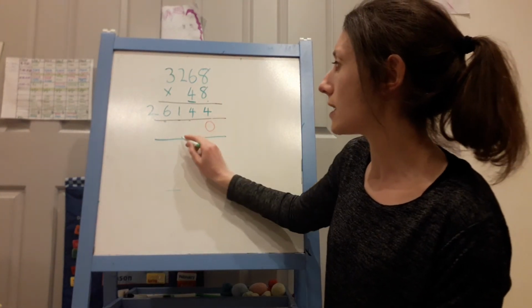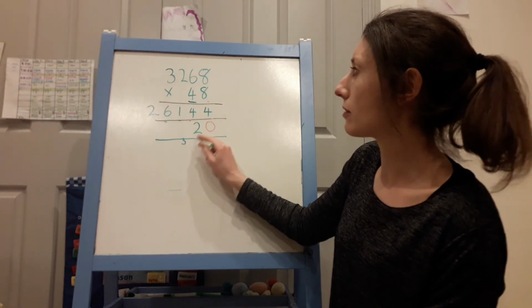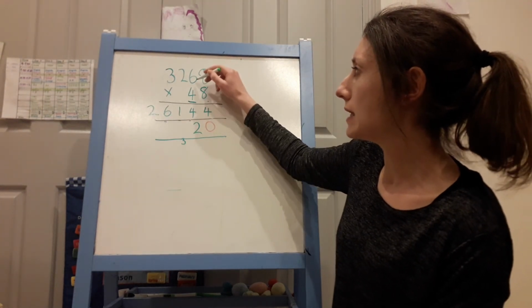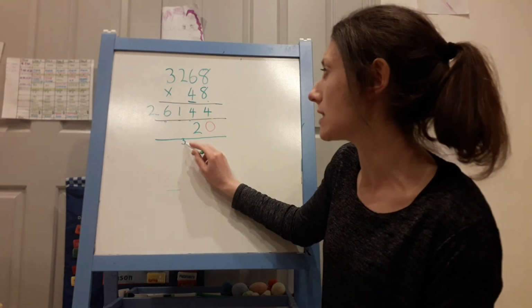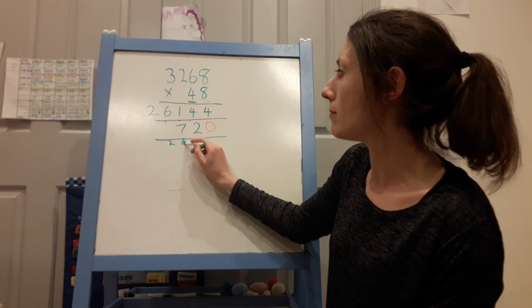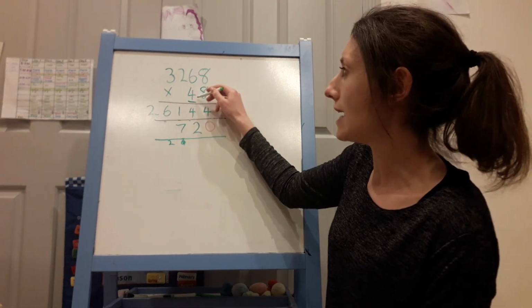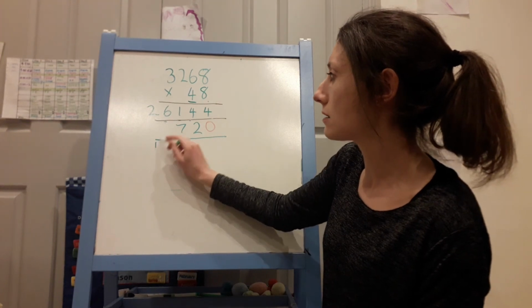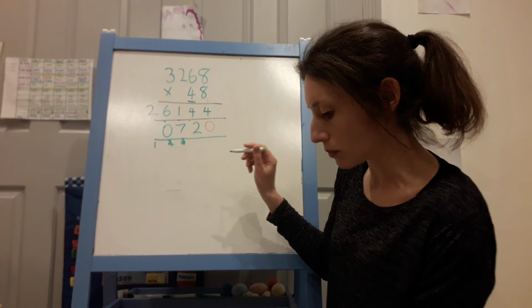So 8 times 4 is 32, put the 3 there, and the 2 there, carrying the 3. Done 8 times 4. 6 times 4 is 24, plus 3 is 25, 26, 27. Put the 2 there, 7 there. Remember to cross out the 3 because I've already done that. 2 times 4 is 8, plus the 2 is 10. 3 times 4 is 12, plus the 1, which is 13.